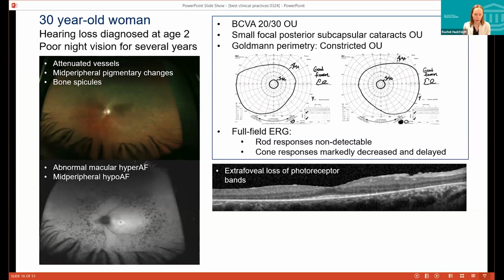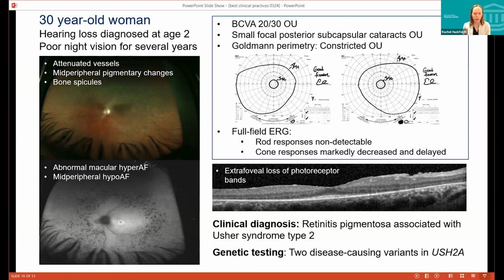So as Rachelle alluded to, we are not infrequently finding syndromic conditions in patients who come to us only because they think they have a retina problem. We did genetic testing, and that clinical diagnosis was really corroborated by finding 2 disease-causing mutations in the gene USH2A, which is the most common cause, not just of Usher syndrome, but also of autosomal recessive RP.